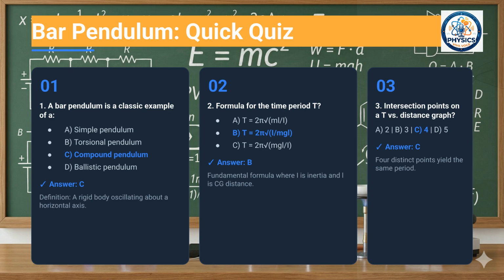The bar pendulum is a classic example of a compound pendulum. The formula for the time period T is T equals 2 pi square root of I/mgl. Four distinct intersection points on the T versus distance graph yield the same period.